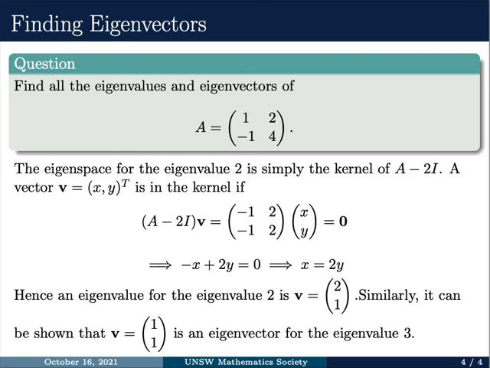We can very similarly do the same process for the eigenvalue 3, and you will show that v equals 1, 1 is one of the eigenvectors for the eigenvalue 3.